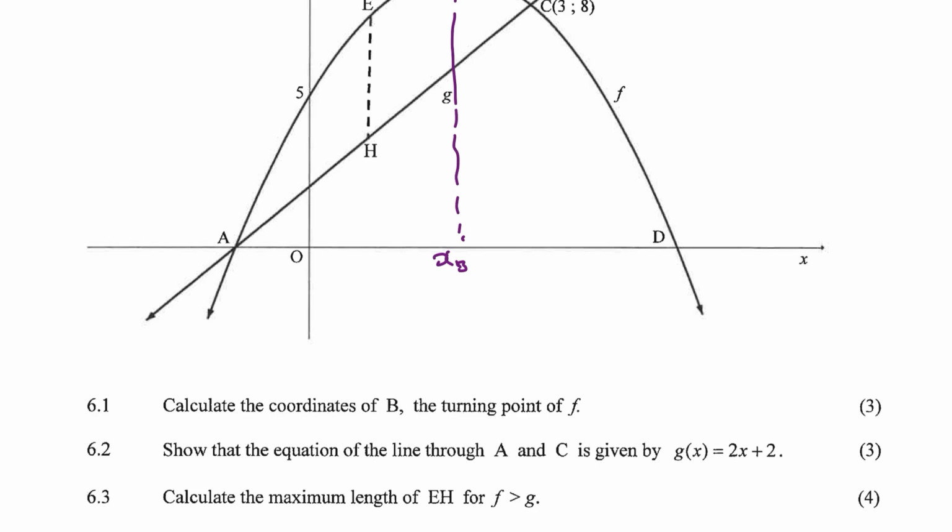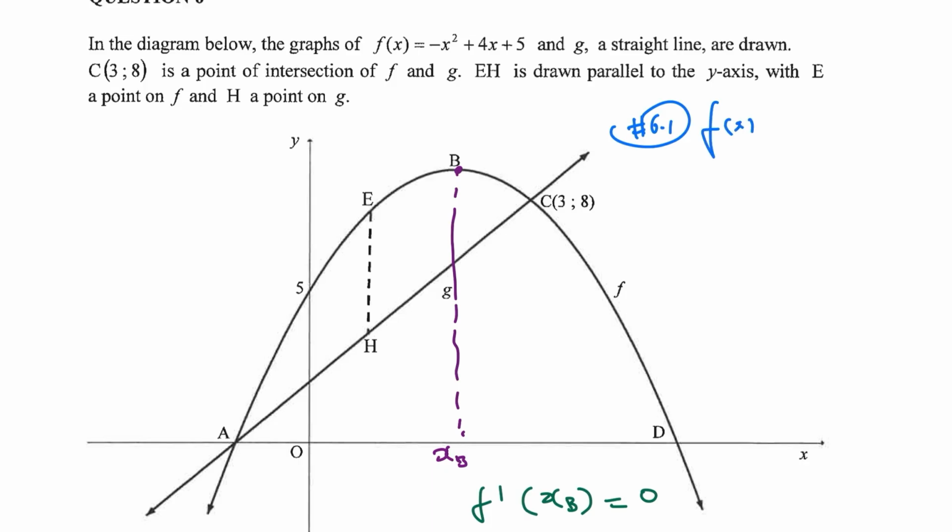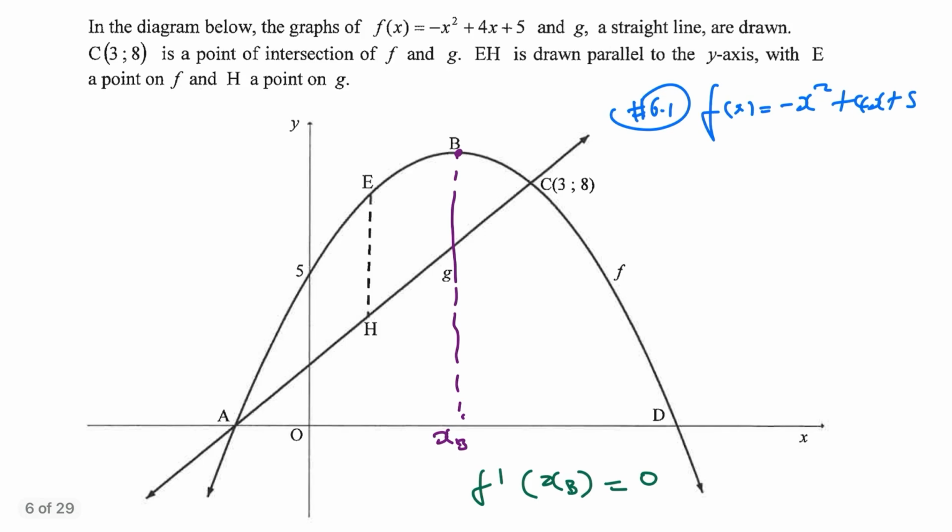For example, what I'm saying is the x value of B you can get when you take the derivative, and when you plug that x value of B in, it should give you 0. Then that's how you find the x value of B. Does it make sense? And so let's do that. So you have 6.1, you've got f(x) equals minus x squared plus 4x plus 5, okay?